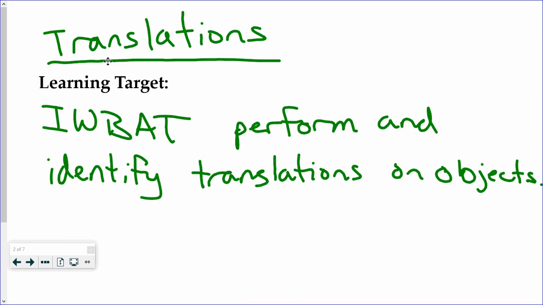Hey everyone, so today we're going to be doing translations, which is the first basic rigid motion. So the title of today's notes is Translations. Please don't forget to put the date. Our learning target is I will be able to perform and identify translations on objects.